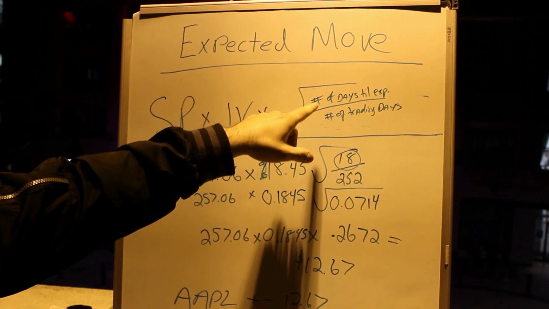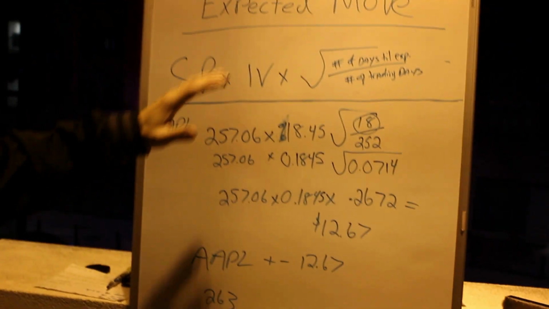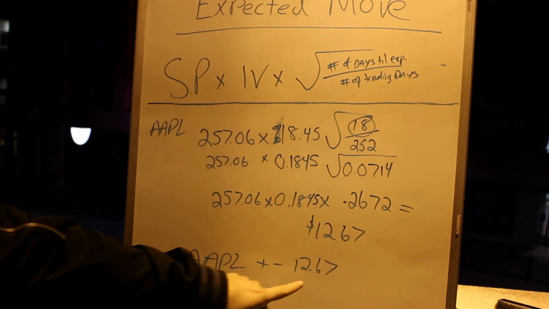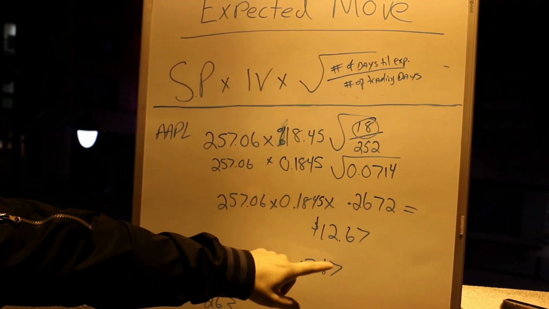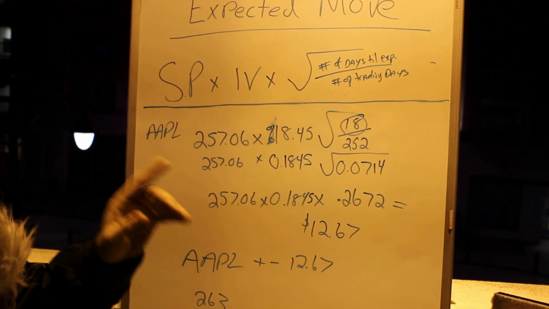So, listen. Alright, so, quick breakdown. Stock price times implied volatility times the square root of number of days until expiration over number of trading days. After you've done your math, you get 12.67. That's a dollar amount. Plus or minus $12.67.